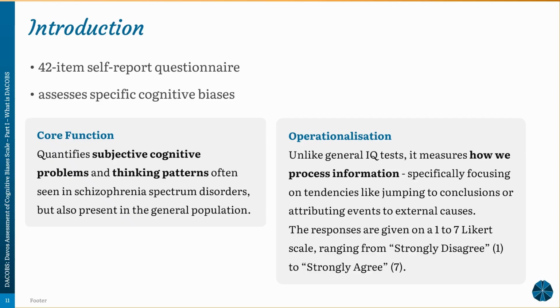Specifically, it focuses on tendencies like jumping to conclusions without adequate evidence or thinking, or attributing events to external causes. Its core function is to quantify subjective cognitive problems. It captures the specific thinking styles like jumping to conclusions or blaming others that are often seen in psychosis, but also exist on a continuum in the general population. The format is a standard 1 to 7 Likert scale. Respondents rate how much they agree with statements ranging from strongly disagree to strongly agree.